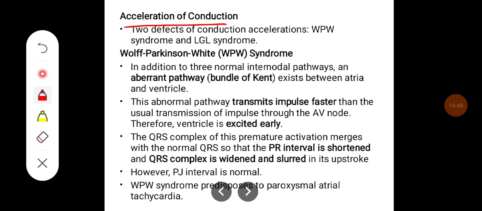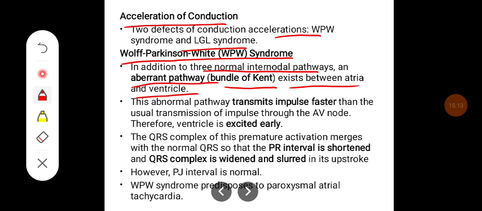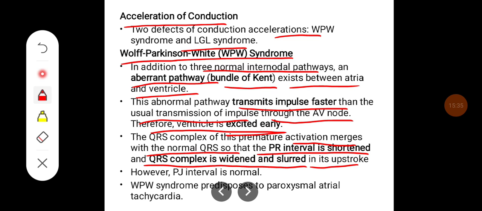The acceleration of conduction. The two defects of conduction acceleration, which we can see in WPW syndrome and LGL syndrome. So the WPW syndrome, which is Wolff-Parkinson-White syndrome, in addition to the three normal internodal pathways, has an aberrant pathway, that is the bundle of Kent, existing between atria and the ventricle. This abnormal pathway transmits impulses faster than the usual transmission through the AV node. Therefore, the ventricle is excited early. The QRS complex in this premature activation merges with the normal QRS so that the PR interval is shortened and the QRS complex is widened and slurred in its upstroke. However, the PJ interval is normal.